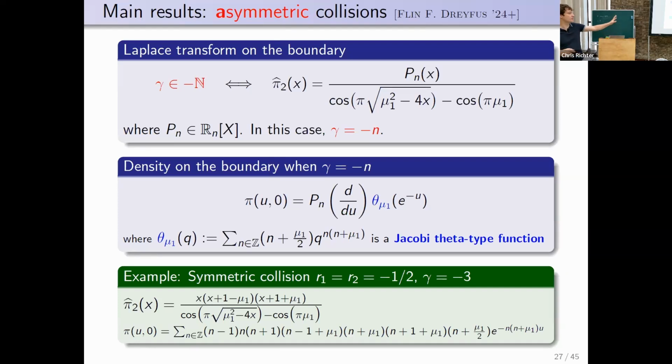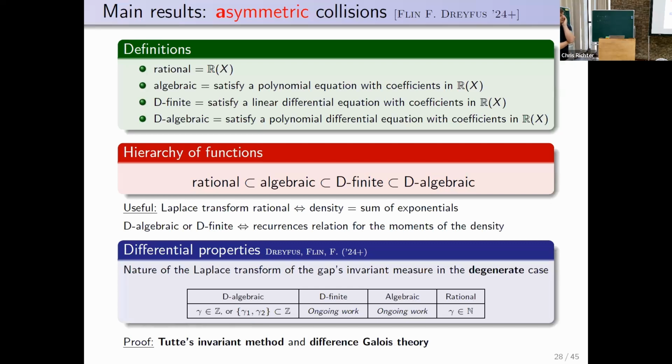So if you want to see the result in a more simple case, which is the symmetric collisions, for symmetric collision, you have R1 equal to R2 equal to minus 1 over 2. And if you make the computation, you obtain gamma is equal to minus 3. And so you have here the explicit formula for the Laplace transform on the boundary. And so really everything is explicit. And now, sorry, it's my last slide for the main results.